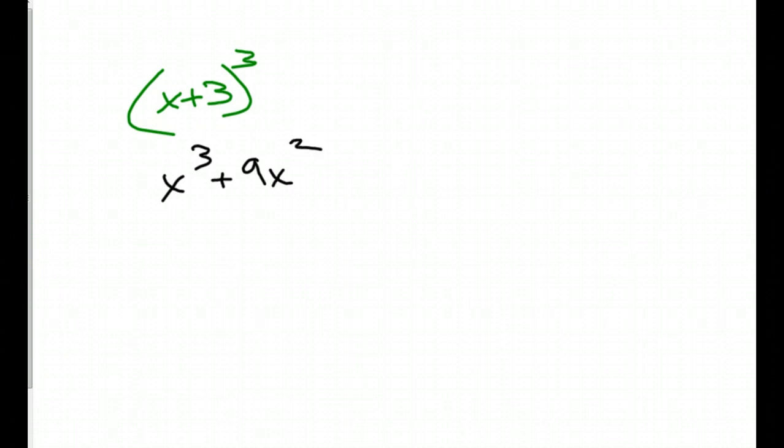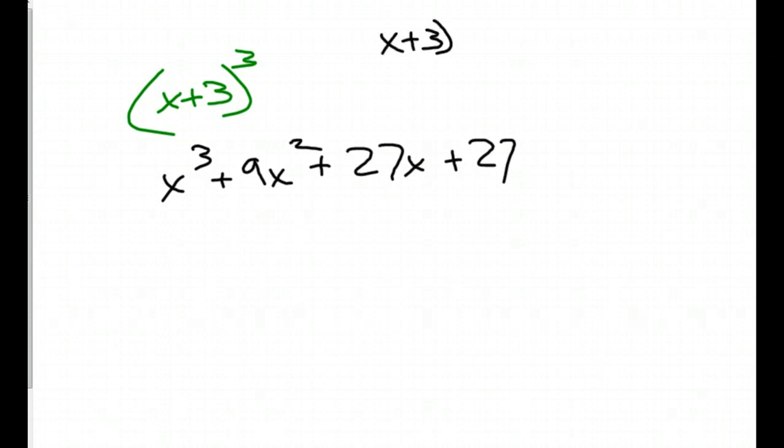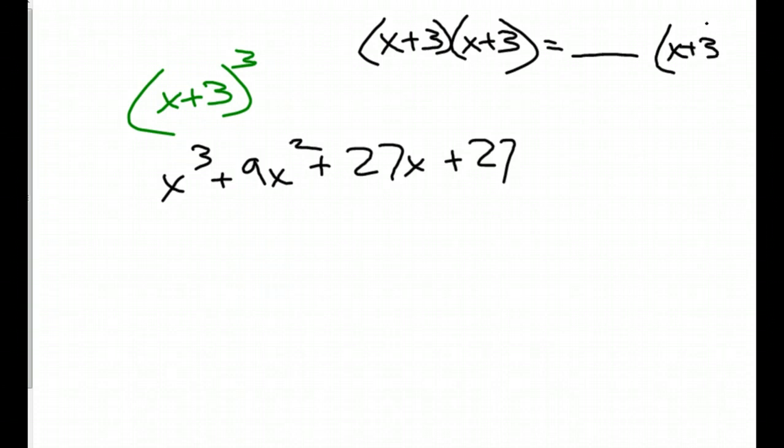Okay, x plus 3, the quantity cubed. See if you can figure that one out for me. Your answer should look like x cubed plus 9x squared plus 27x plus 27. All we did was take x plus 3 times x plus 3 and do FOIL. Then once you got an answer, you multiplied it by x plus 3 again. You end up combining like terms and ending up with that 4-term answer there.